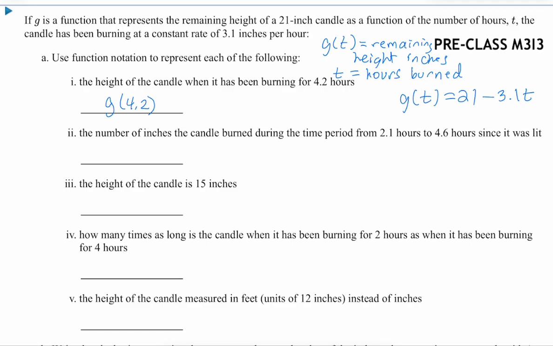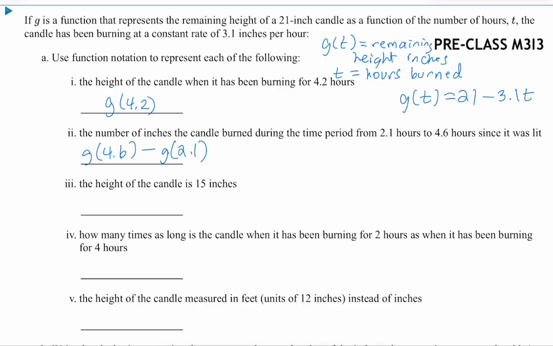Now, the second one here says, use function notation to represent the number of inches the candle burned during the time period from 2.1 hours to 4.6. Again, use yours accordingly. I am going to put G of 4.6 minus G of 2.1. Now again, your numbers and my numbers might not be the same. That's all I'm writing in there. Remember, it's always ending minus beginning. That's why the 4.6 minus the 2.1. Again, put yours accordingly. I don't know what yours is compared to mine.